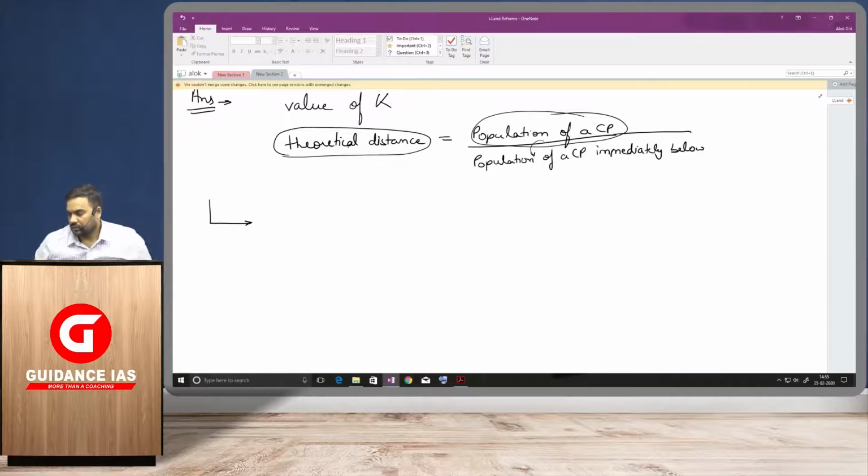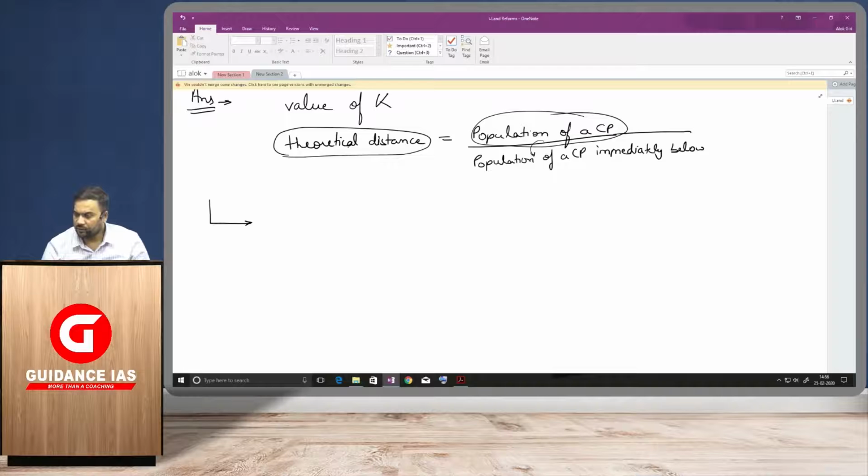However, when the criteria of theoretical distance is taken into account, comma, the CPT of Christaller is found to be largely applicable with two exceptions. Full stop.